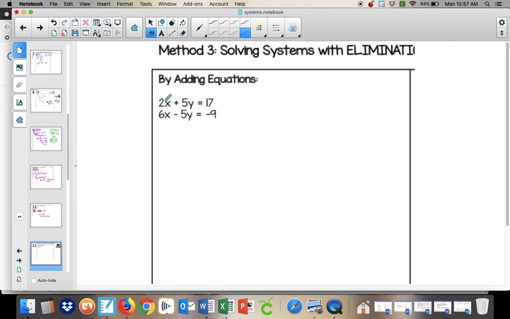When I look at this, 2x and 6x, well, I can't cancel them out. I know there is something I could do. I could multiply the 2 by negative 3 in order to make it opposite. Because what your goal is, you're making the x's opposite or the y's.